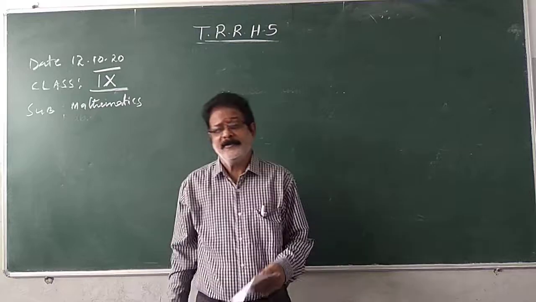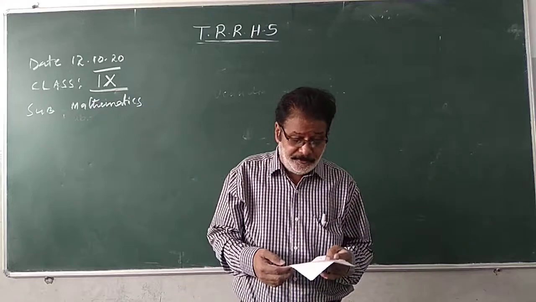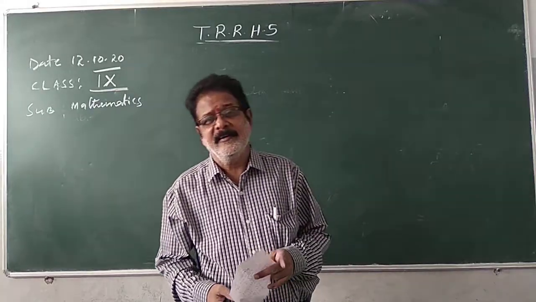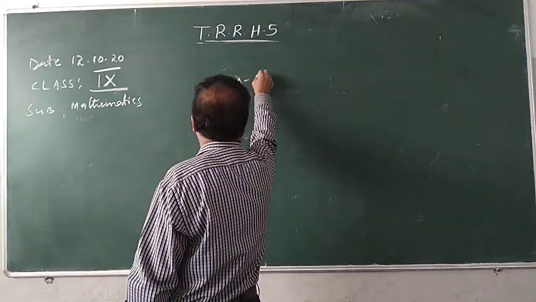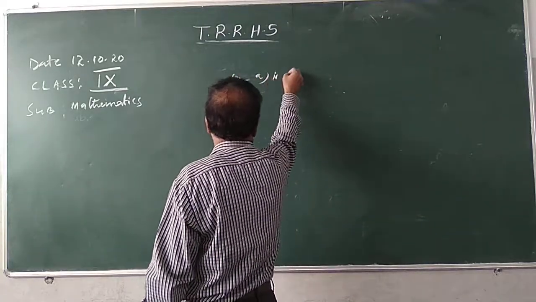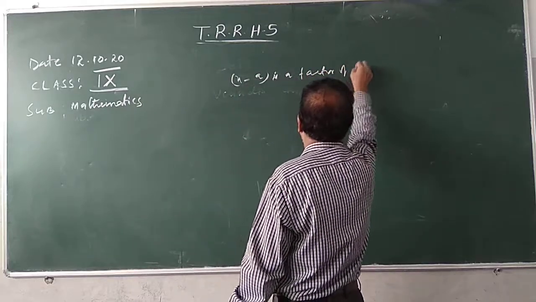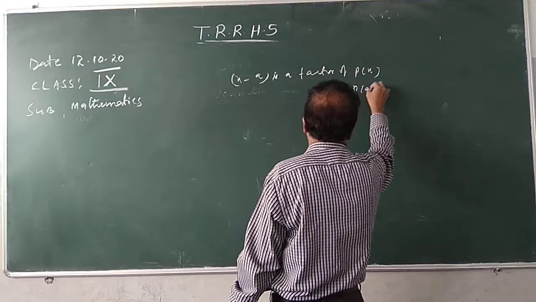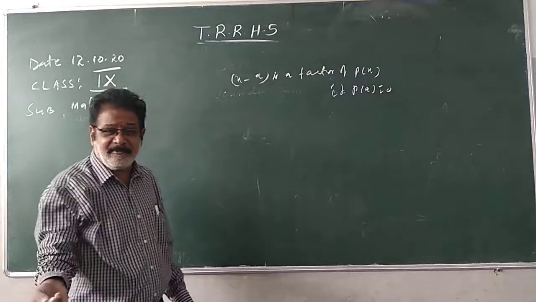Good morning, children. So far, we discussed the remainder theorem and factors theorem. Factors theorem: if x minus a is a factor of p of x, then p of a equals 0. You can say x minus a is a factor of p of x if p of a equals 0. X minus a is a factor means p of a equals 0.